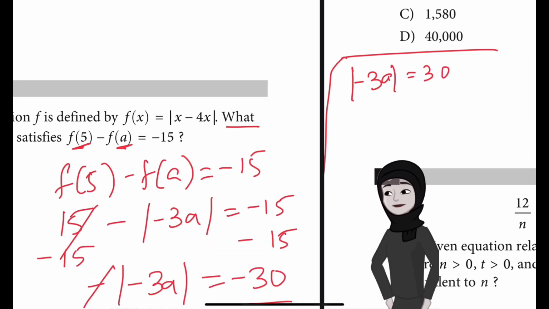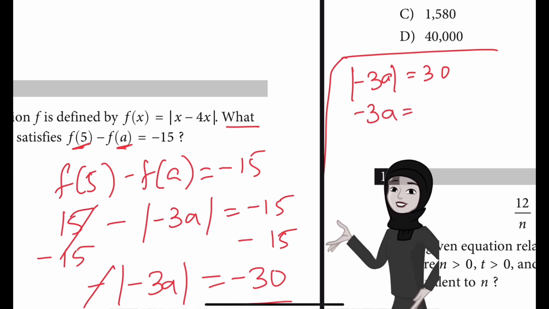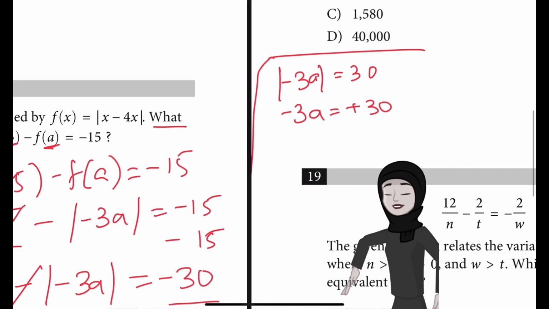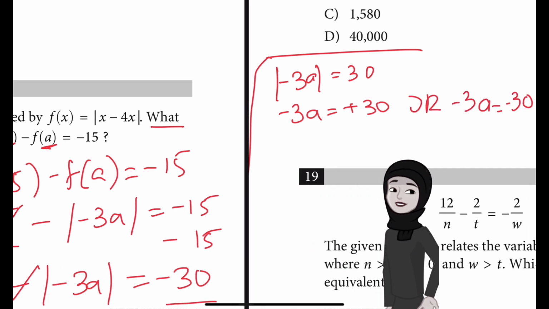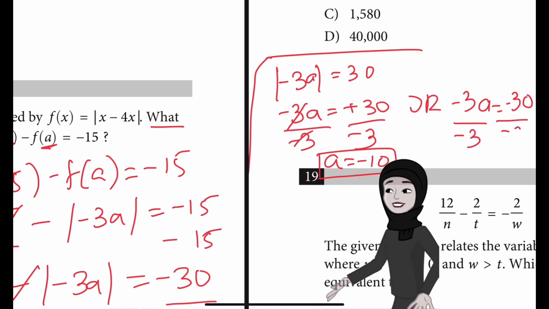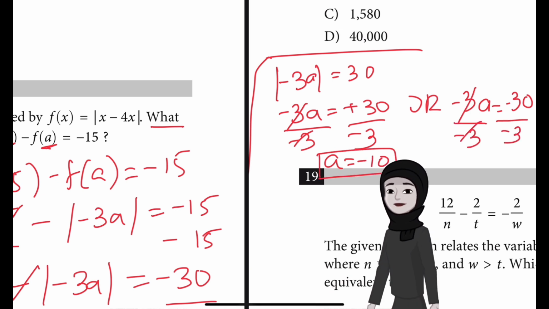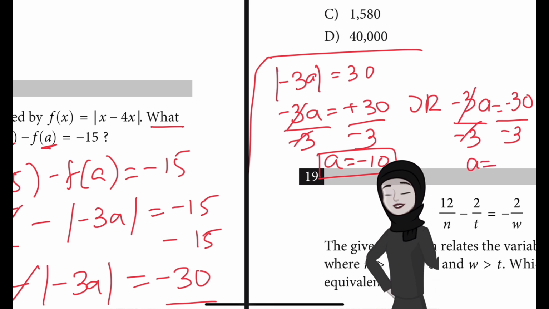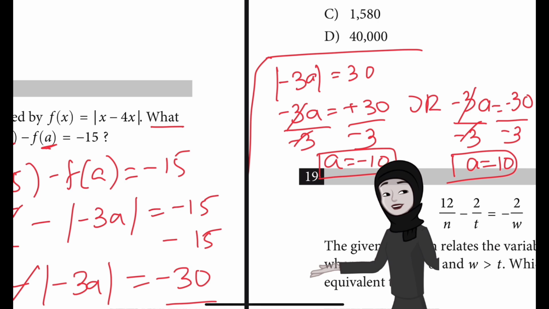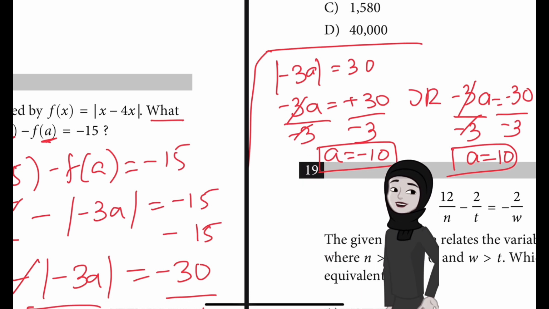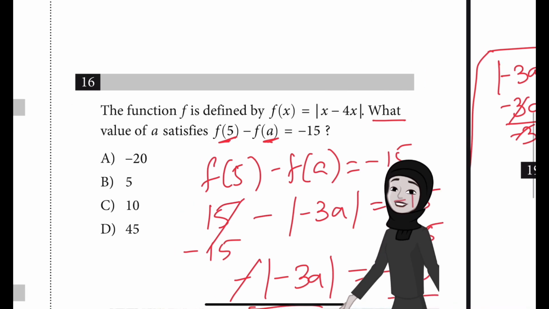By the absolute value definition, if absolute value of minus 3a is equal to 30, to solve for 3a, we have to remove it from the absolute value sign. Either minus 3a is equal to 30 or minus 3a is equal to negative 30. So for the first one, when 30 is divided by negative 3, it will simplify to a is equal to negative 10. And the other one, when you divide by negative 3, because negative is getting divided by negative, a will be equal to 10. So either a will be equal to 10 or a will be equal to negative 10.